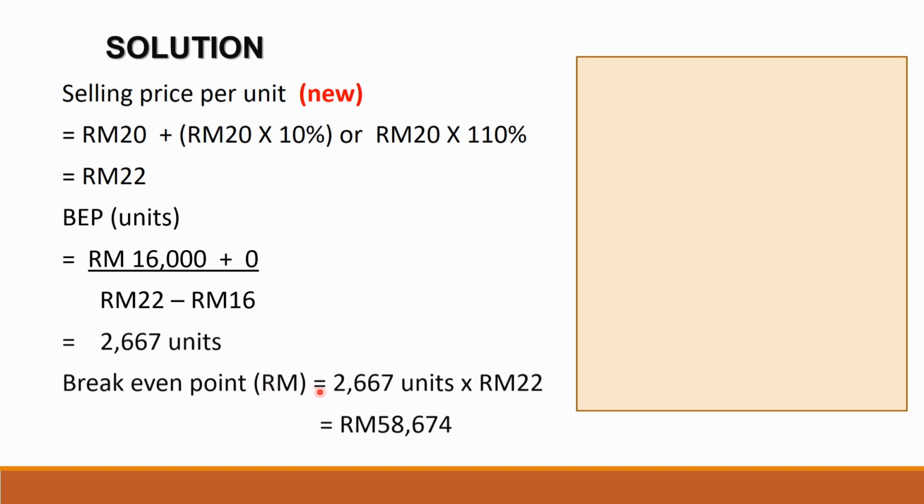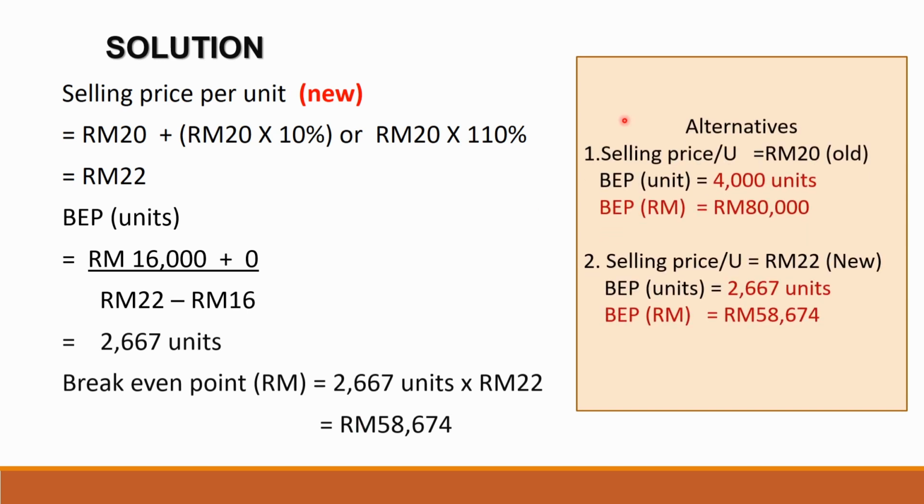So 2,667 units times RM22, this is the new selling price, equals RM58,674. So we can compare the old selling price with the new selling price.